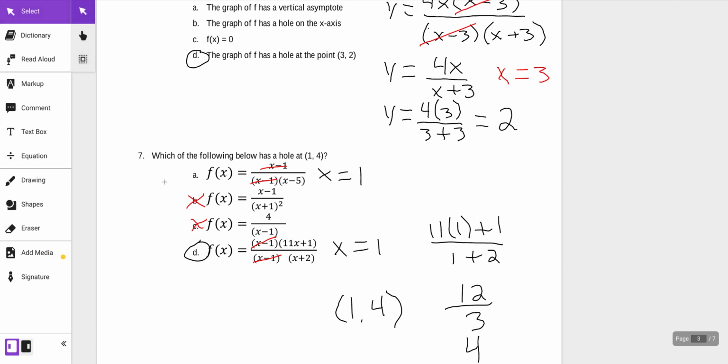Holes come from binomials canceling top and bottom, and then testing what would make that thing 0 before it had canceled, before you had canceled it out. You obviously test after you've canceled it out, otherwise you'd be divided by 0, and it wouldn't be possible.